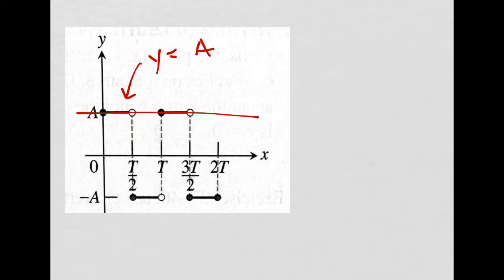Now, I can't just say y equals A. I have to restrict the domain. So I'll say y equals A from 0 all the way to t divided by 2. And then again, when x is between t and 3t over 2. So you're just picking out the domain for that. And then this line would be y equals negative A.